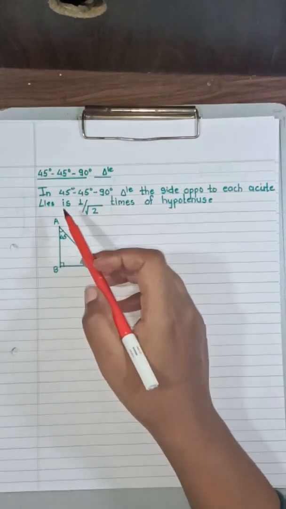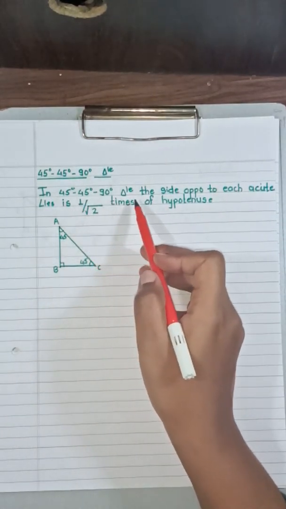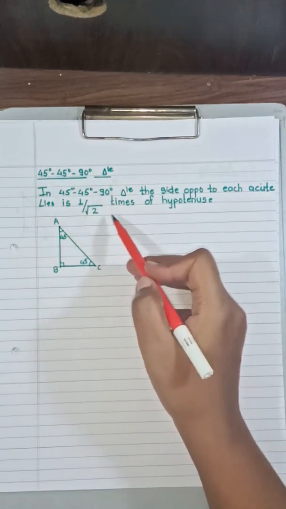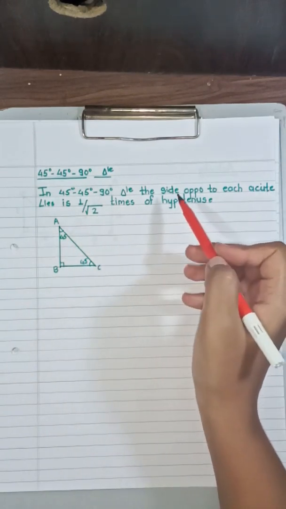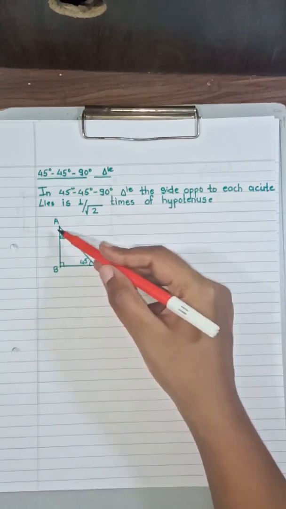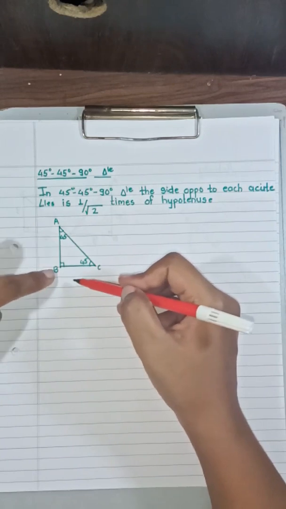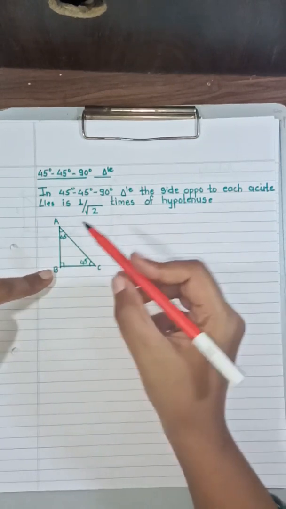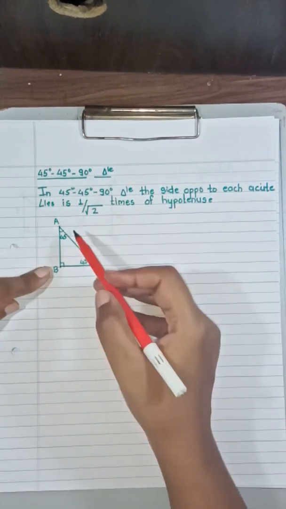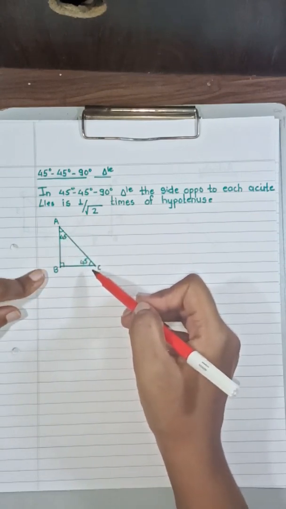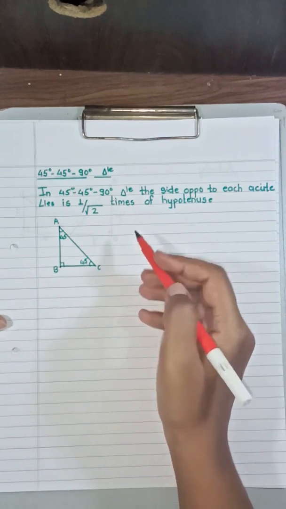In a 45-45-90 triangle, the side opposite to each acute angle is 1 upon √2 times the hypotenuse. Now this 45 degree angle A is opposite to BC. In this diagram you can see angle A is 45 degrees, angle C is 45 degrees. Now the side opposite to angle C.